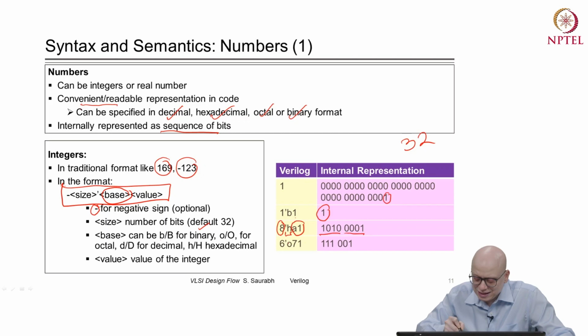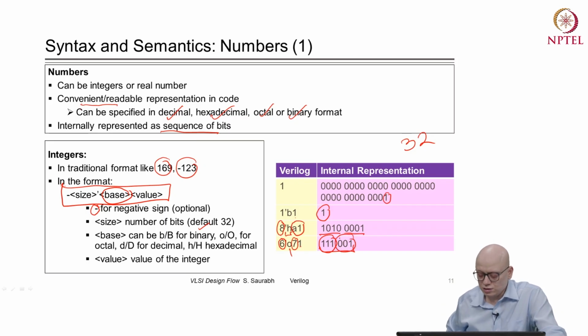Now, for 6'o71, in this case we are saying that the size is 6 bits. O means it is an octal number. Now, for 7, octal 7 is equal to 111 in binary, and 1 is 001. So this is the internal representation of the number.